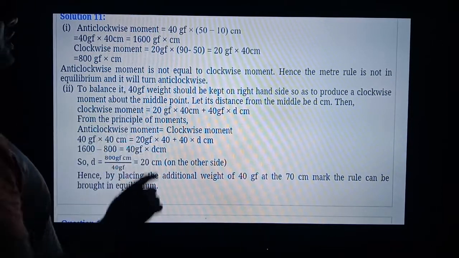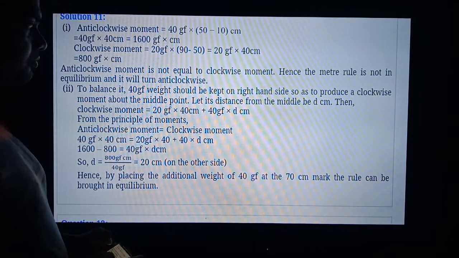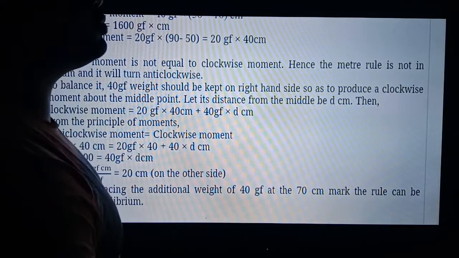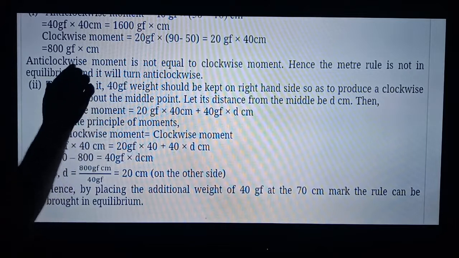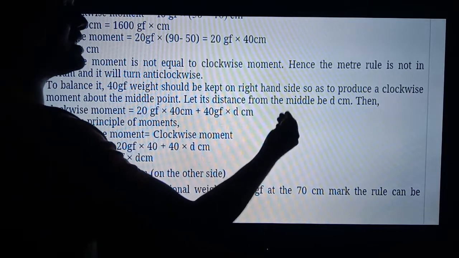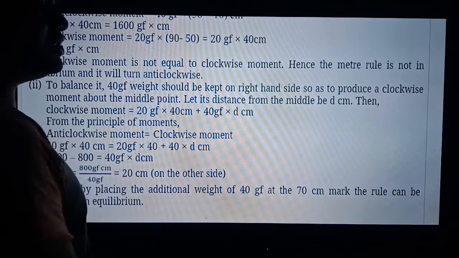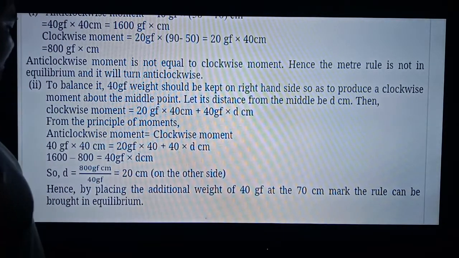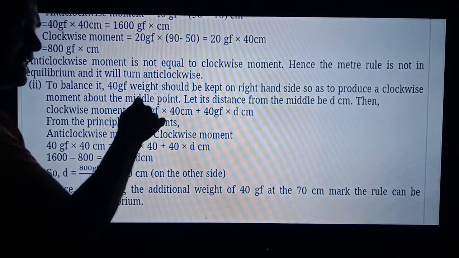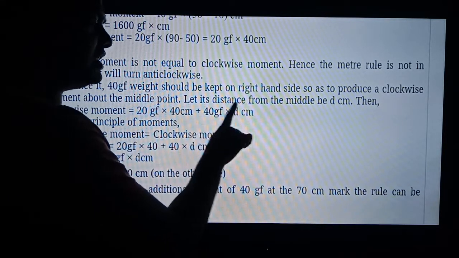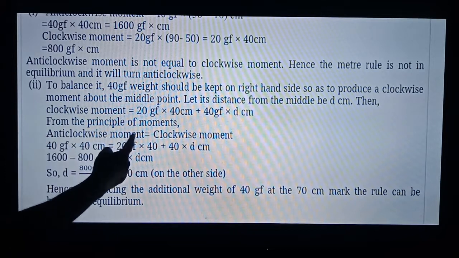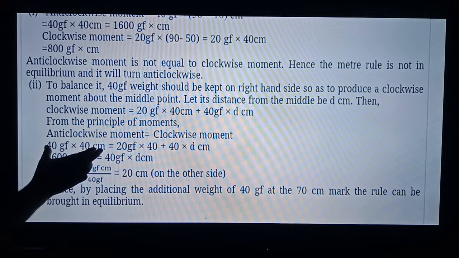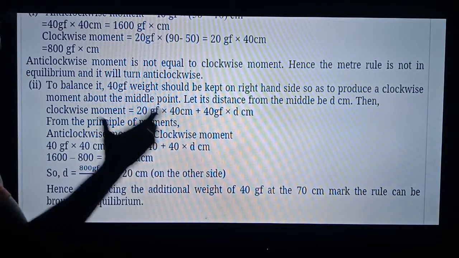To balance it, the 40 GF weight should be kept on the right hand side so as to produce a clockwise moment about the middle point. Let its distance from the middle be d. Means from the point of rotation, the distance of 40 GF be d. Then the clockwise moment will be equal to 20 GF into 40 plus 40 GF into d. And anti-clockwise moment is equal to 40 GF into 40. So anti-clockwise moment is this, clockwise moment is this, you have to keep here.